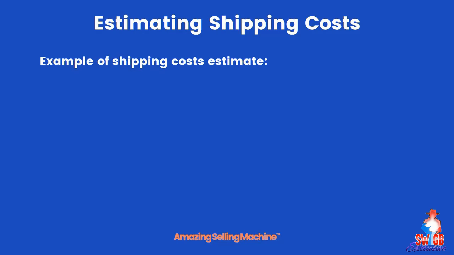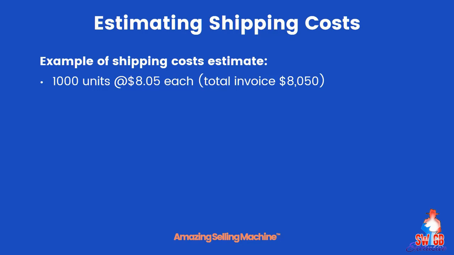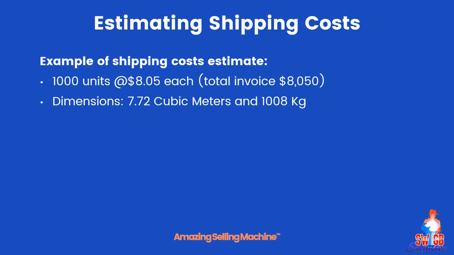So now we can walk through this example of a shipping cost estimate. Let's imagine I bought 1,000 units at $8.05 each. So the total invoice was $8,050. The only reason I need that is to calculate the duty fees. The dimensions again were 7.72 cubic meters and 1,008 kilograms.